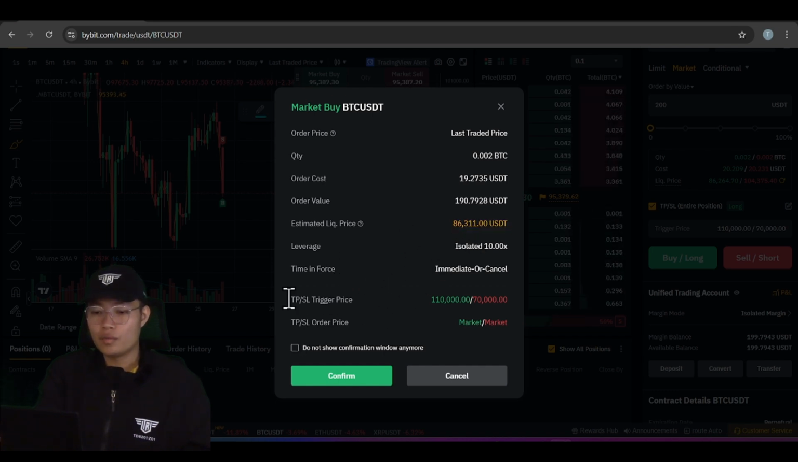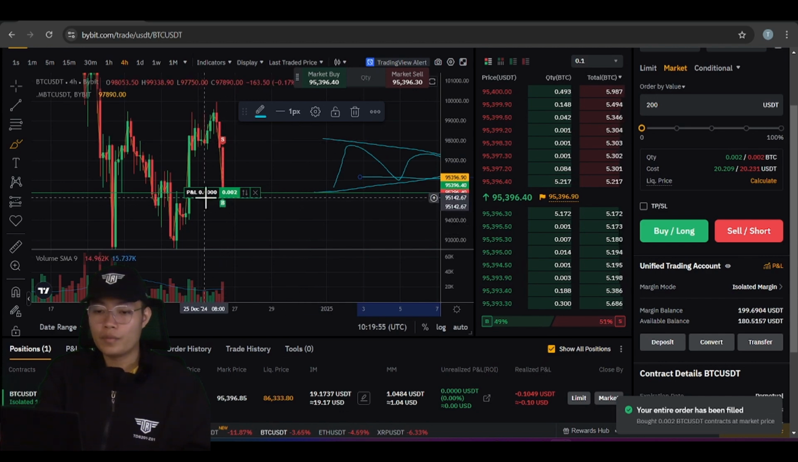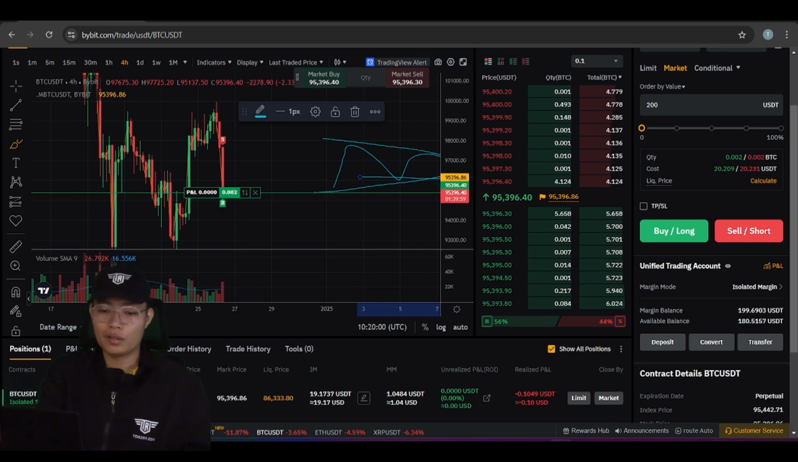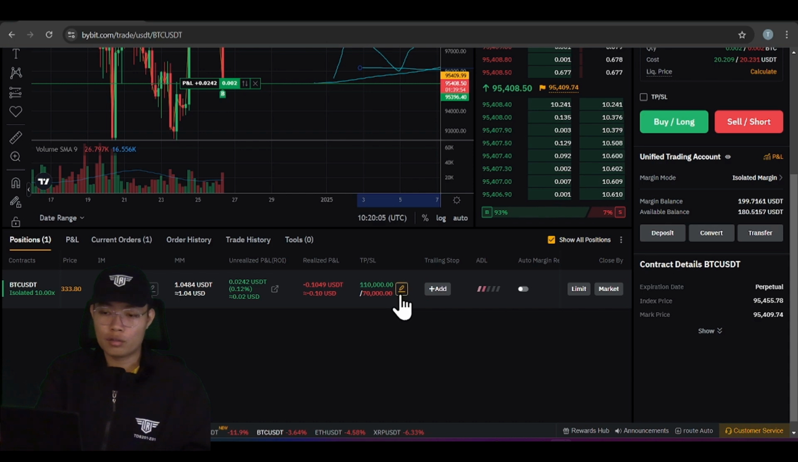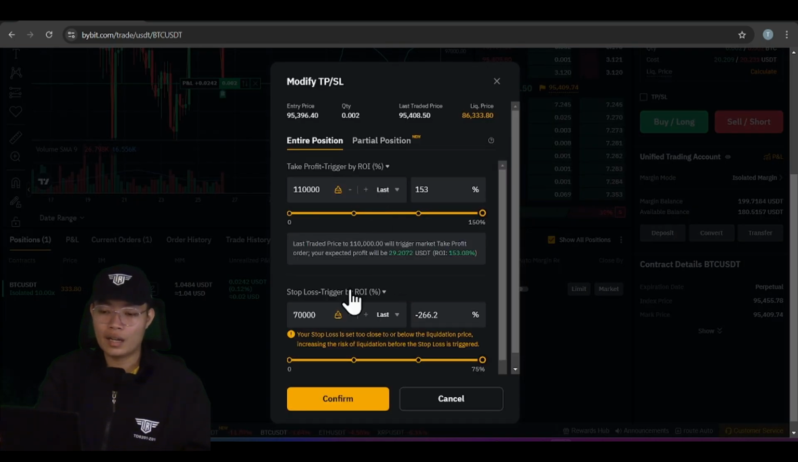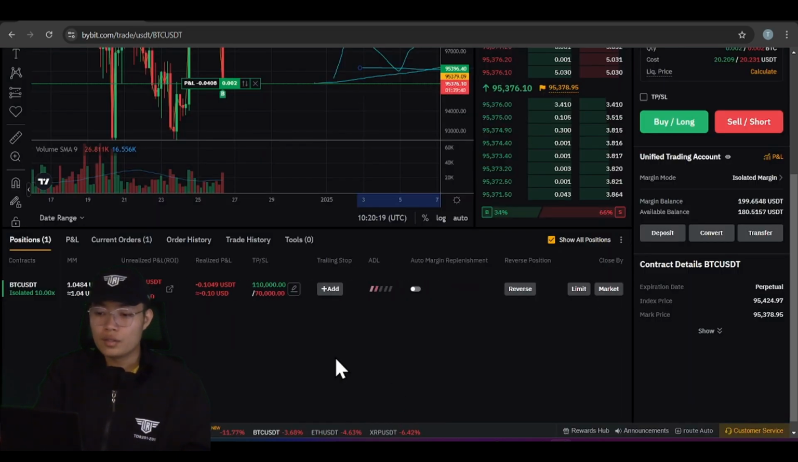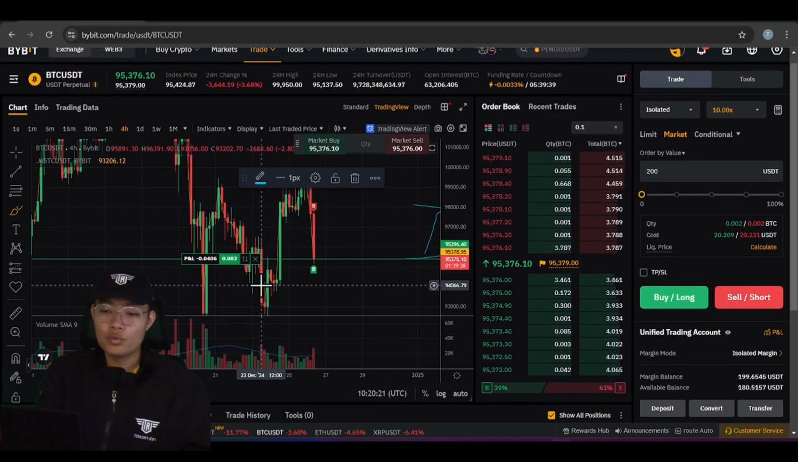All right. So once you confirm everything, you just click confirm. Then here you go. You can see your position has been opened. You can check that your TP and stop loss are correctly set, and you can change them from time to time. If you think that this stop loss is not good and you want to change it, you can just change it and click confirm.